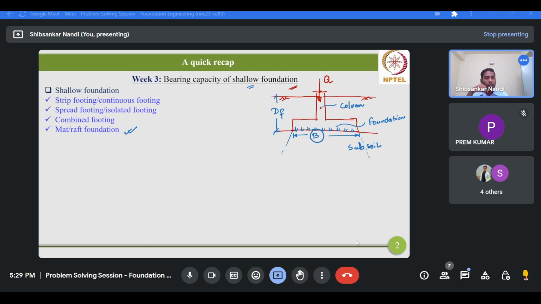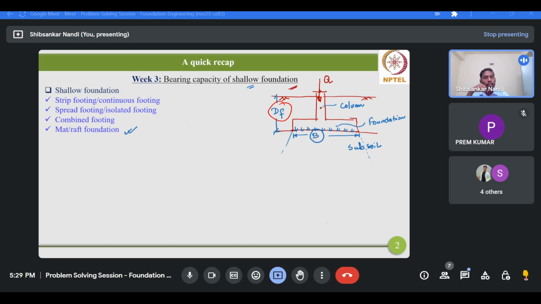And it is very clear that this depth of foundation is very less. It's less than the width of the footing. Again, suppose you are not increasing the depth of the footing, you are only increasing the width of the footing.